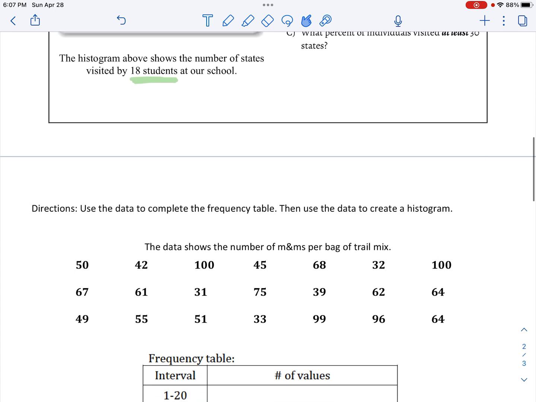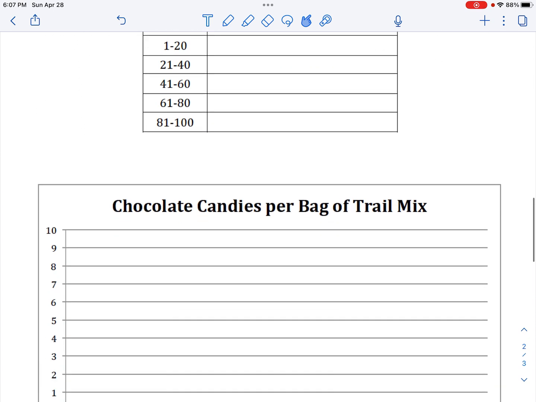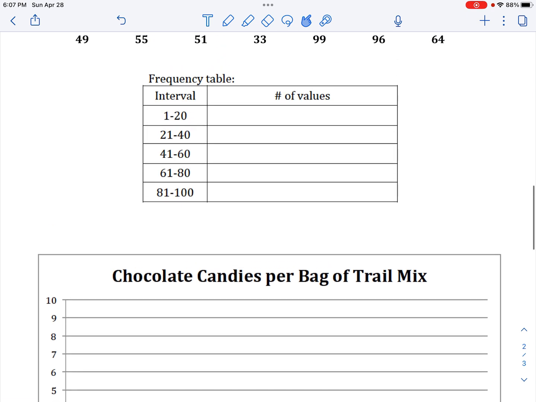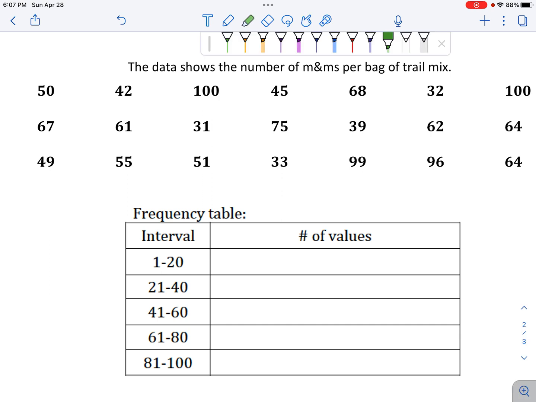On the second page, you have to use the data to complete the frequency table and then create your own histogram. We will do just the top interval. We are looking for all the numbers between 1 and 20.